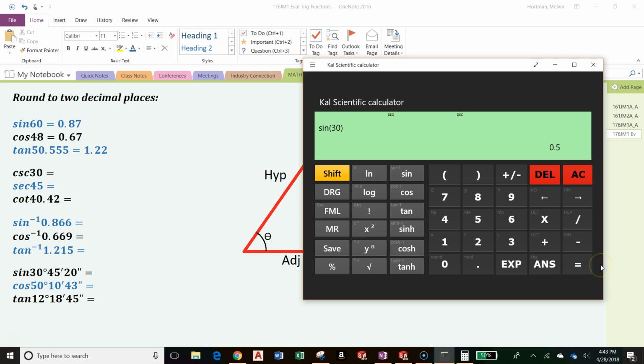Now on the TI-36X Pro, it saves your memory. So you can very well, right after getting that answer, press 1 divided by, and then click the answer button, or use your up arrow to navigate to the previous answer and press enter to select it. But clicking on answer works as well. And I get the reciprocal of my previous answer, which is 2.